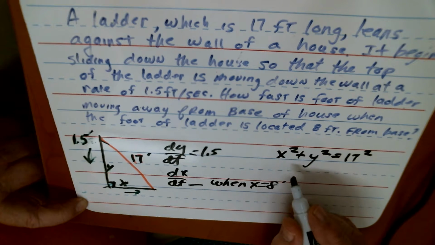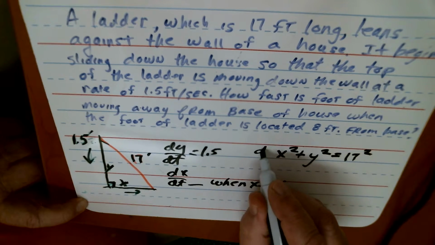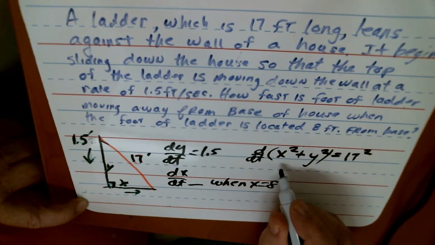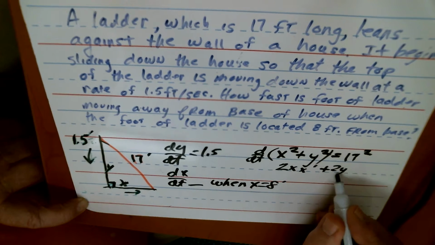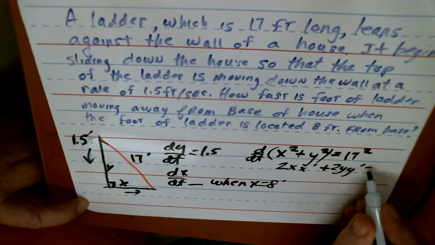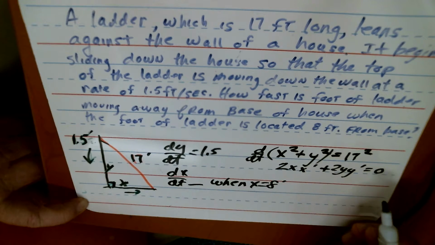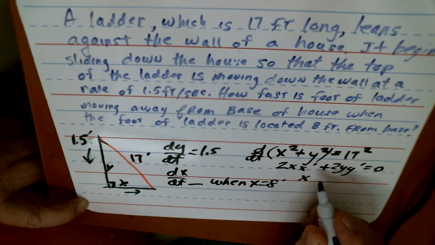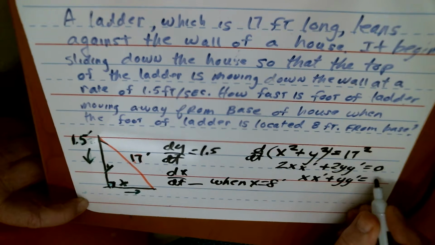Now we can differentiate both sides implicitly with respect to time. So if we differentiate both sides with respect to time, we have 2x times x prime plus 2y times y prime is equal to the derivative of a constant, which is 0. So we can divide everything by 2, and we have x prime, which is really dx/dt. I'm just shortening the notation here. Plus y prime is equal to 0.